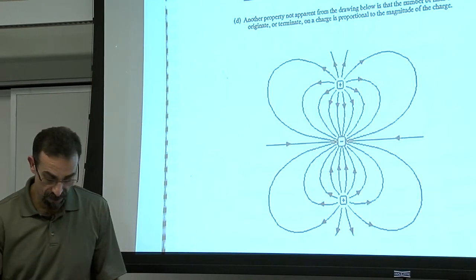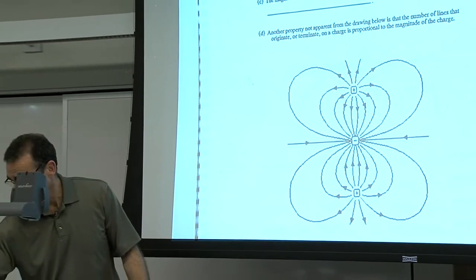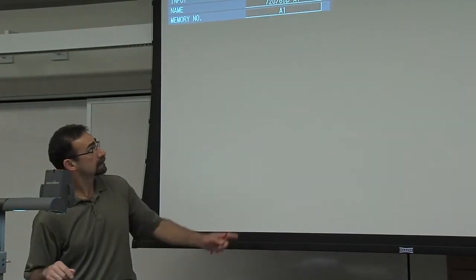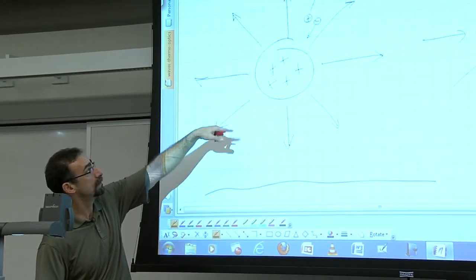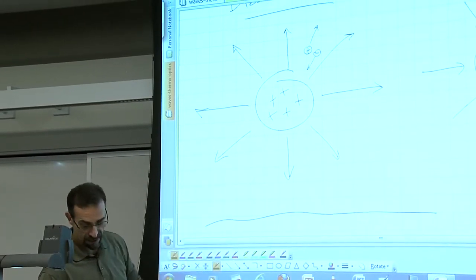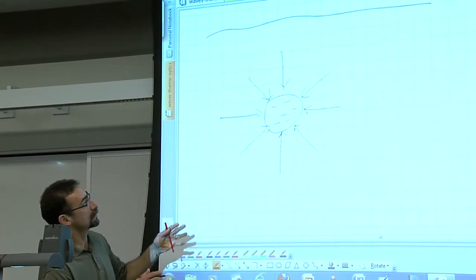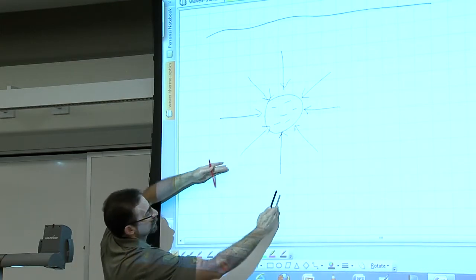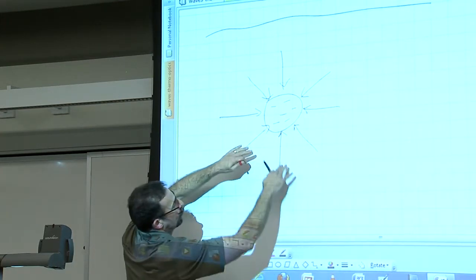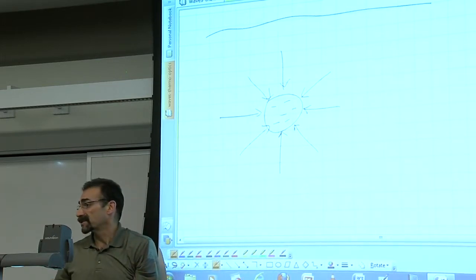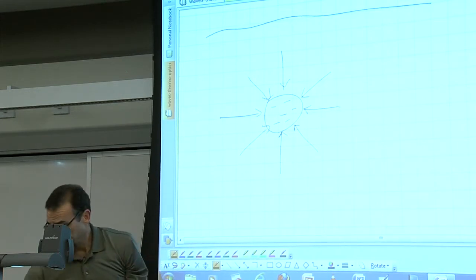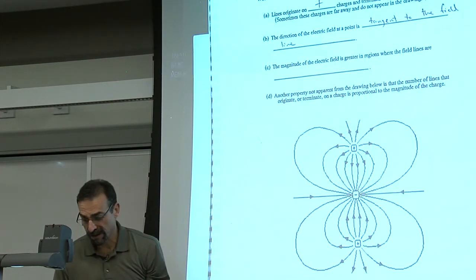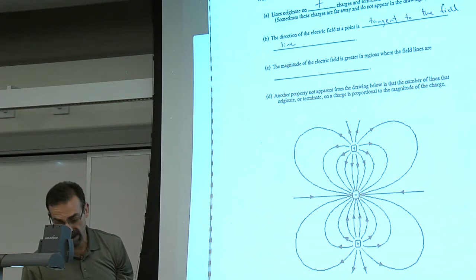And you noticed when I drew it, for a spherically symmetric charge distribution, those lines go radially outward in the spherical direction. So they're naturally going to get further and further apart as we move away. You see the electric field dropping off as we move away from that charged object. So the magnitude of the electric field is greater in regions where the field lines are more dense.